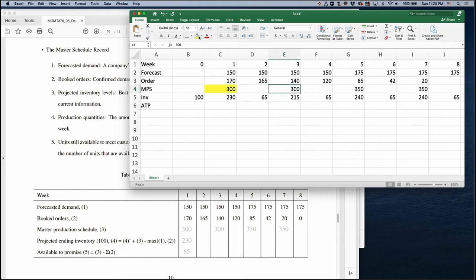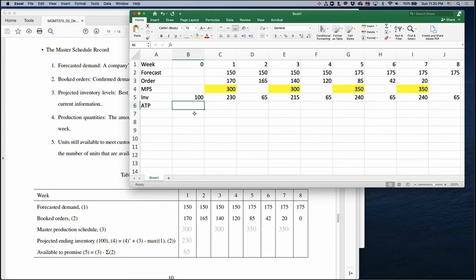For MPS, we might have a certain rule. For this case, we just cover 2 weeks, so that's why we produce every other week. Basically we just cover 2 weeks of forecast information. This policy is determined by the production planner or supply chain planner. And then ATP, available to promise.